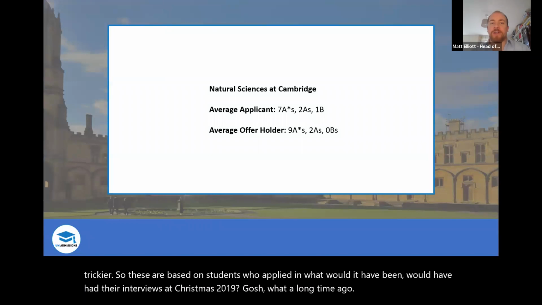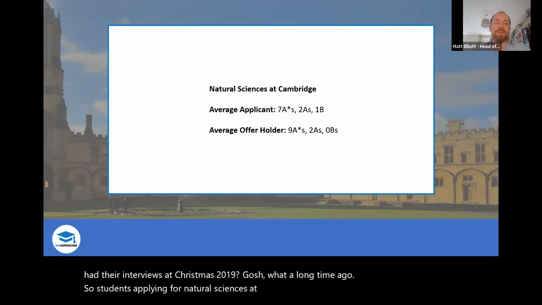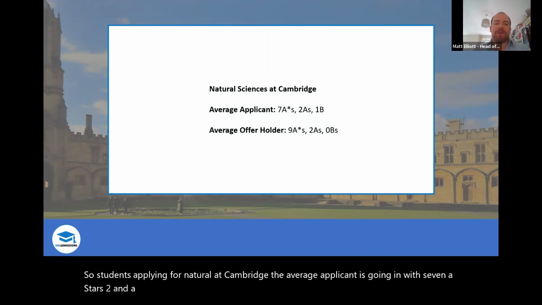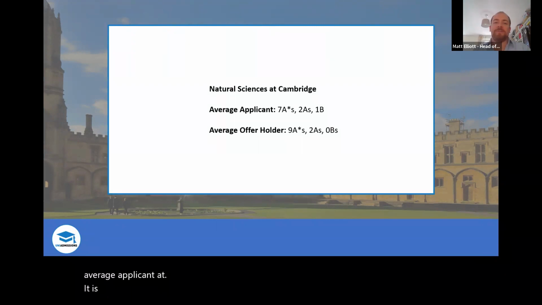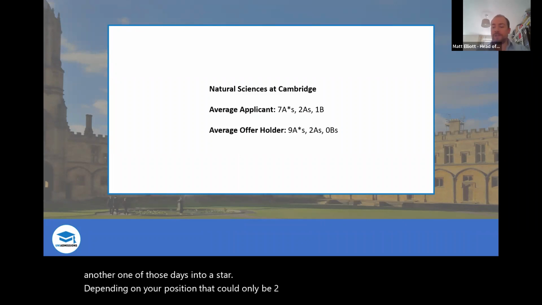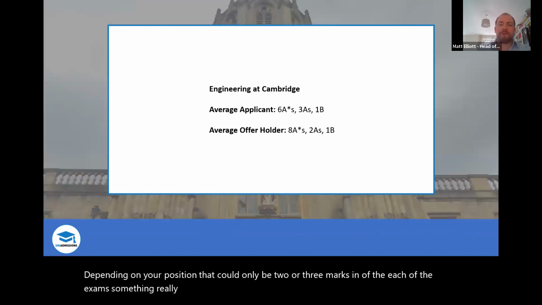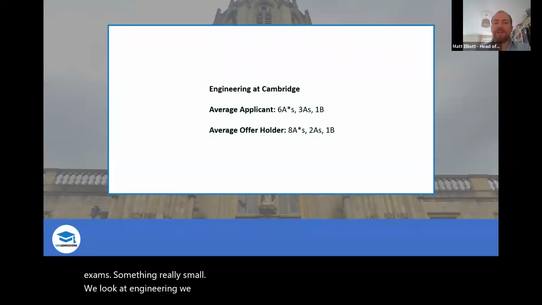So students applying for natural sciences at Cambridge, the average applicant is going in with 7 A stars, 2 A's and a B. And the average offer holder, the only difference between them and the average applicant at GCSE is they've managed to turn one of those B's into an A, one of those A's into an A star. You know, depending on your position, that could only be 2 or 3 marks in each of the exams, something really small. We look at engineering, we see pretty much the same thing. It's just a case of getting that one extra bump up.